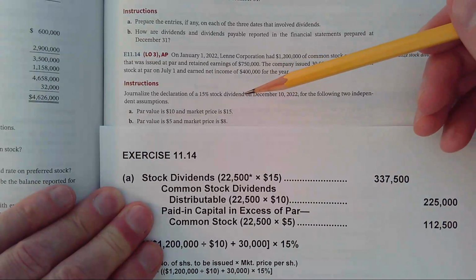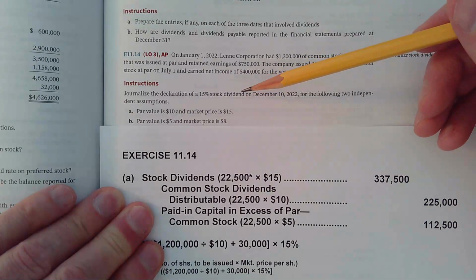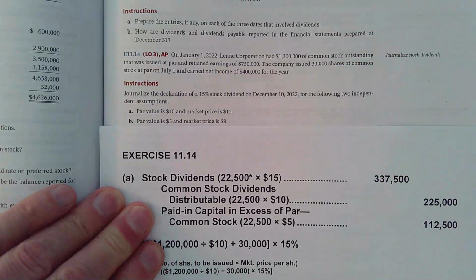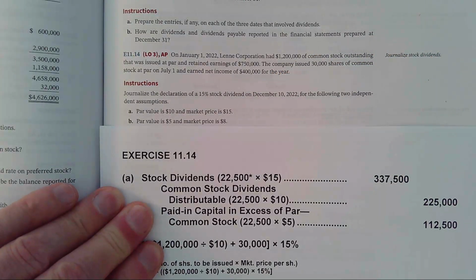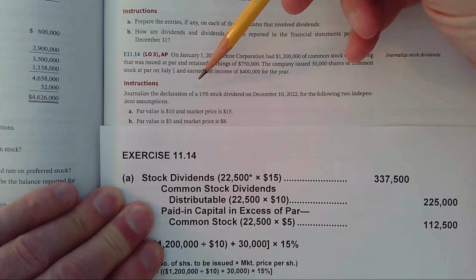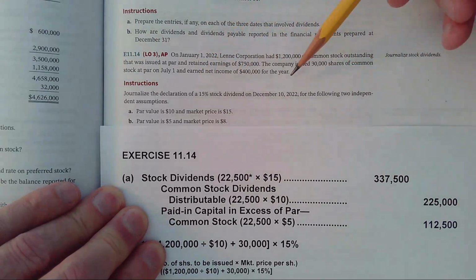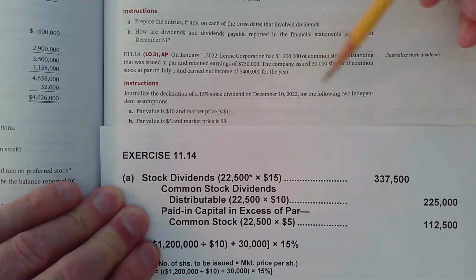In journal, what they want us to do is journal entry of declaration. So just like a cash dividend, a stock dividend has 3 dates: the date that it's declared, the date of record, and something called a date of distribution, which is like the payment date. In this one, they just want us to do the date they declared it, all right? And that was December 10th. And they have two independent situations here.